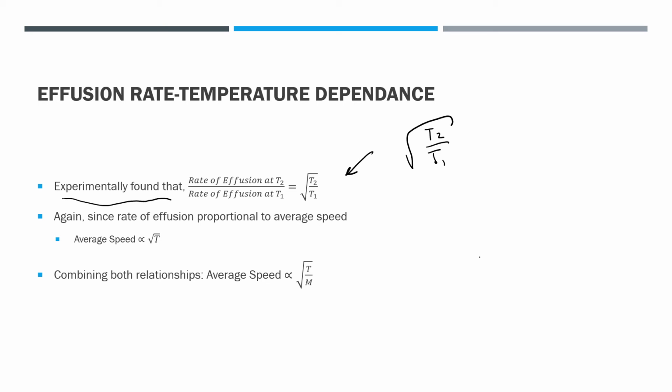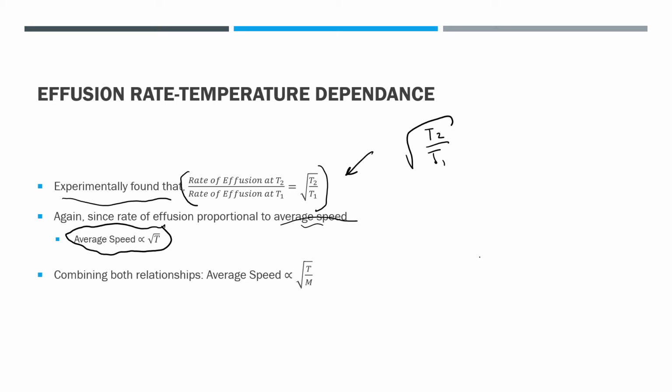If I raise the temperature, there's more fast motion, right? Because raising the temperature means I raise the kinetic energy of the particles, and that means they're going to spread out faster. They're going to effuse faster. And since rate of effusion is proportional to the average speed, we know that the average speed is proportional to the square root of T, right? That's just found from this expression. Average speed is proportional to the square root of T.